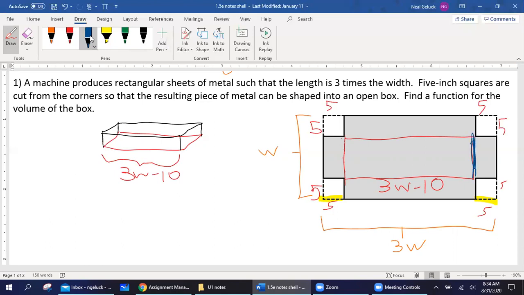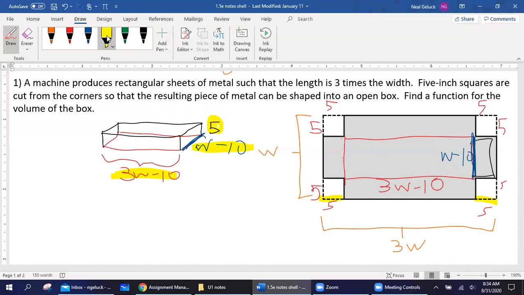Similar idea for the width. The width originally was W, but I cut off 2 5-inch squares. So it's going to be W minus 10 for the width. Over here, my width is W minus 10. And then if these flaps on the sides are getting folded up, that means the height of this thing is going to be 5. So my length is 3W minus 10. My width is W minus 10. My height is 5.